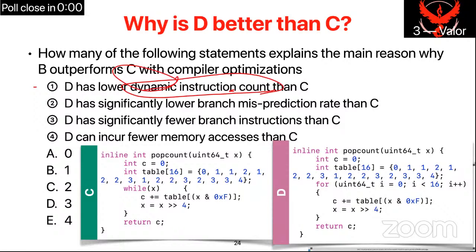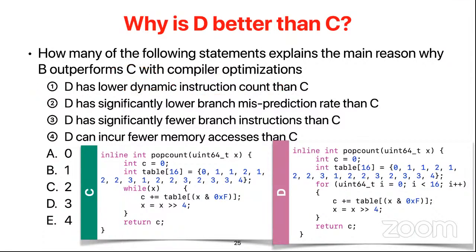And then for lower branch misprediction rate, I don't know if the rate would be lower, but I know the total number of times that we actually mispredict would be lower. Okay, so you just mentioned one thing that's really good, called loop unrolling. Tell me about the concept of loop unrolling.